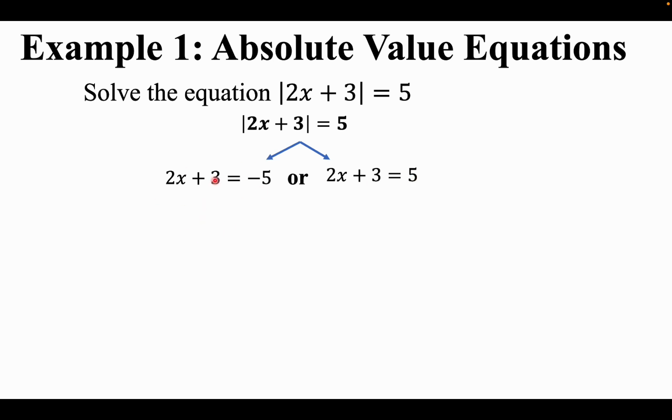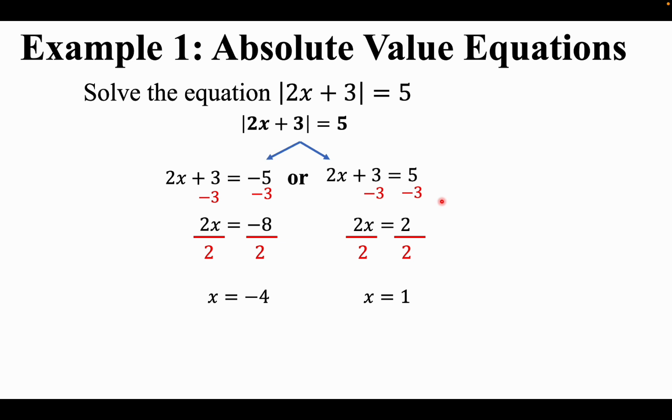So if I look at this right here, I would subtract the 3 first. That will give me 2x equals -8. And since 2 is being multiplied to the x, the inverse of multiplication is division, so divide both sides by 2. You get a solution x equals -4. Now over here, we're going to subtract the 3 on both ends. We're going to get 2x equals 2. Same thing, divide by 2. You get x equals 1.